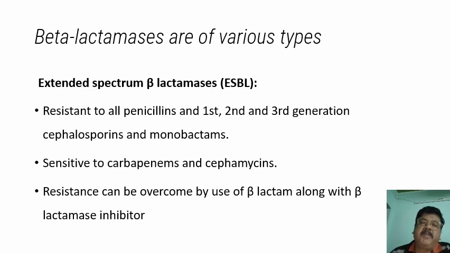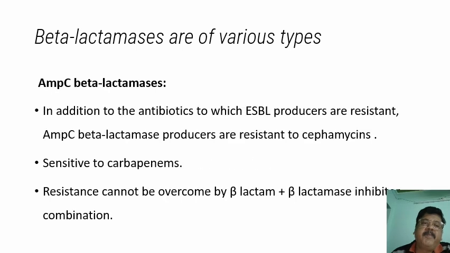Extended spectrum beta-lactamase producers are resistant to all penicillins, plus first, second, and third generation cephalosporins and monobactams. They are sensitive to carbapenems and cefamycins. So resistance can be overcome by use of a beta-lactam along with a beta-lactamase inhibitor. AmpC beta-lactamase producers are resistant to the antibiotics for which ESBL producers are resistant, in addition to cefamycins, but sensitive to carbapenems. Resistance cannot be overcome by a beta-lactam plus beta-lactamase inhibitor combination.